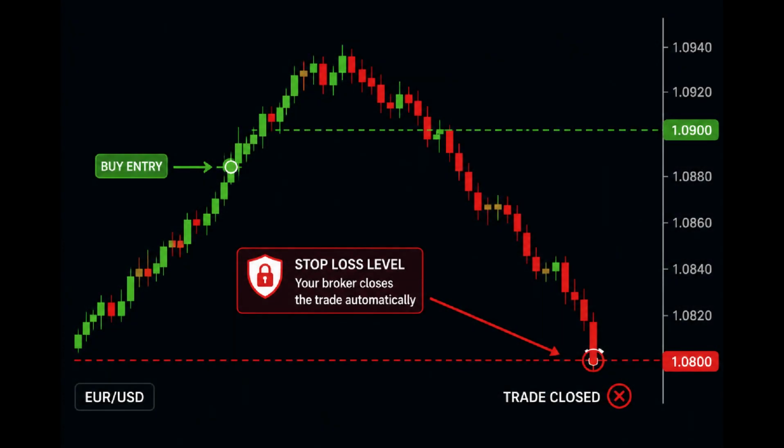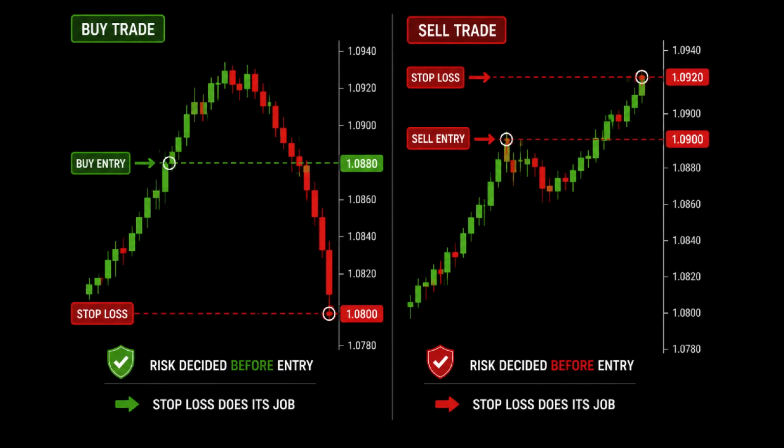Because you planned ahead, you don't have to make a difficult decision while the trade is losing. If the market reaches your stop loss level, your broker closes the trade automatically. Your loss is limited, and you're free to focus on your next trading opportunity instead of watching the loss grow. Whether you're placing a buy trade or a sell trade, the principle is exactly the same. Decide your risk before entering the trade, then let your stop loss do the job it was designed to do.